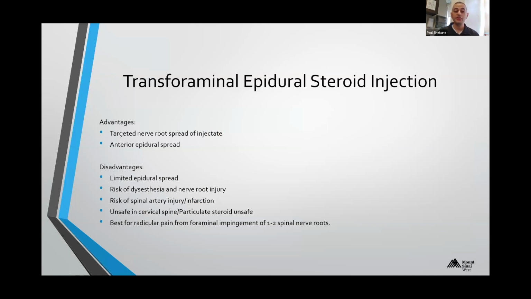The advantages of the transforaminal approach are that we can target the specific nerve root with the steroid and the local anesthetic. And we can get more anterior spread, especially if a patient has more of a central disc herniation, to coat that area with the steroid more reliably than the posterior interlaminar approach.